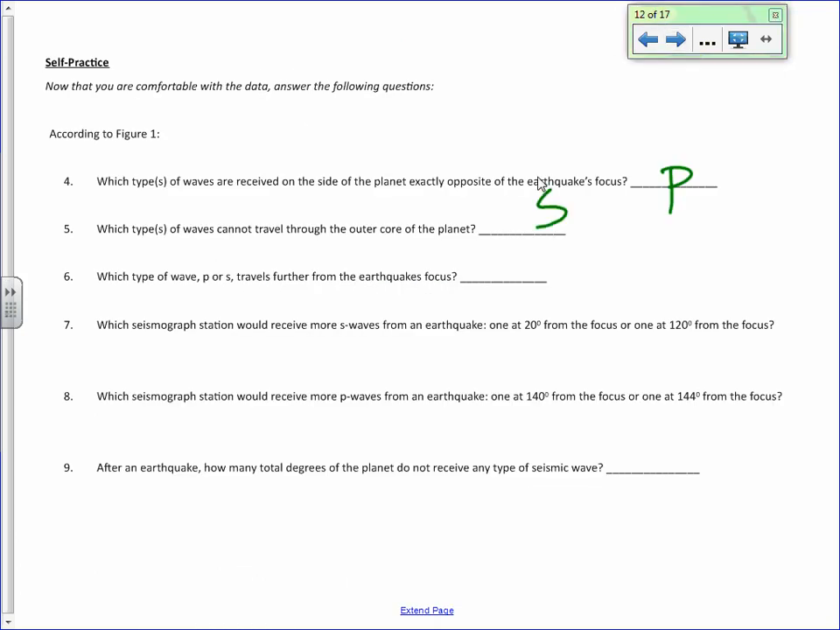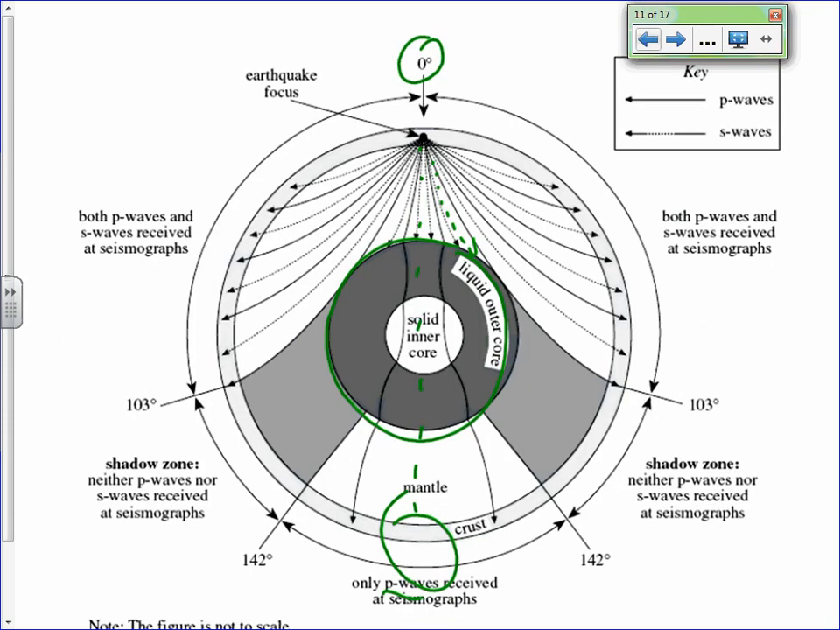What about number 6? Which type of wave, P or S, travels further from the earthquake focus? P waves. How did you get P waves? Because you go right down from 0 where the earthquake starts, and P waves are the only ones that went through. Excellent. This is very similar to question 4, just a different way of asking pretty much the same question.